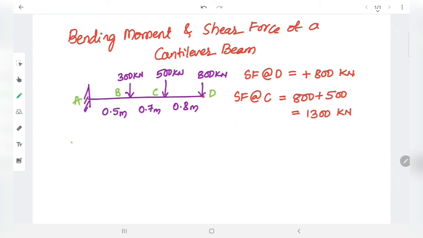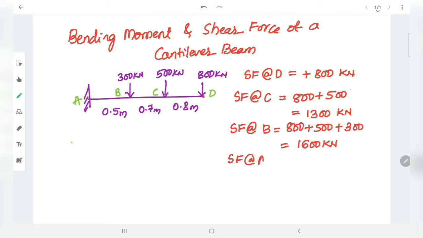Now shear force at B is equal to how much? From here to here, how many forces? 800 kilonewton plus, I will be only writing the values, plus 500 plus 300. Together or total we will be getting how much? 1600 kilonewton. The next shear force at point A is equal to how much? From here to here, how many forces are acting? Again it is the same, 800 plus 500 plus 300. Total it is 1600 kilonewton.